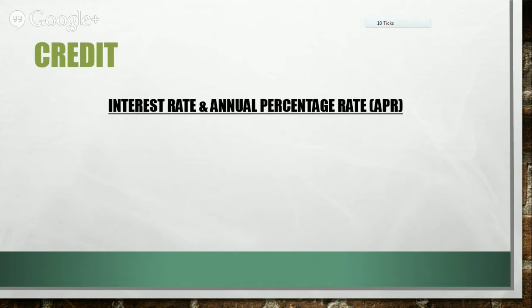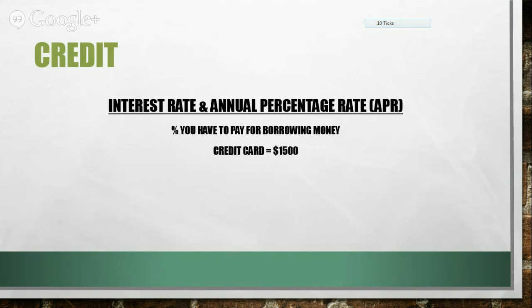Now let's talk about interest rate and annual percentage rate, or APR. This is very simple. It's just the percent you have to pay for borrowing money. Each credit card, each loan is different. They all have a percentage rate. So let's go back to the example.